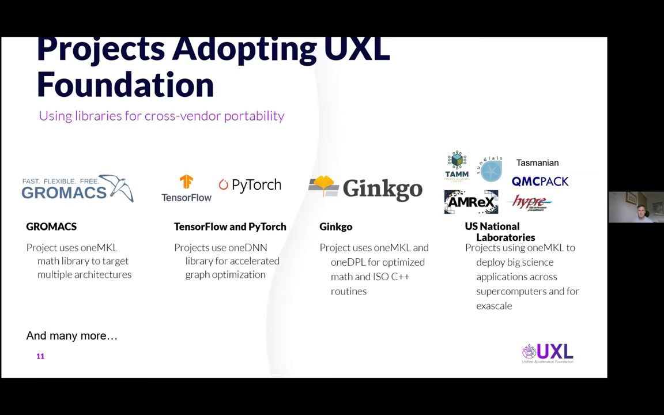And the last one is really about a broader activity happening within the US national labs, where there are lots of different laboratories with different supercomputers and clusters, often with different vendor processors. They're using, in particular, the oneMKL project, but also SYCL generally, to help them deploy software across different machines from different vendors, including the Aurora machine, Perlmutter, Polaris, and Frontier. So this is just a sample of some of the projects that are taking advantage of the libraries already.